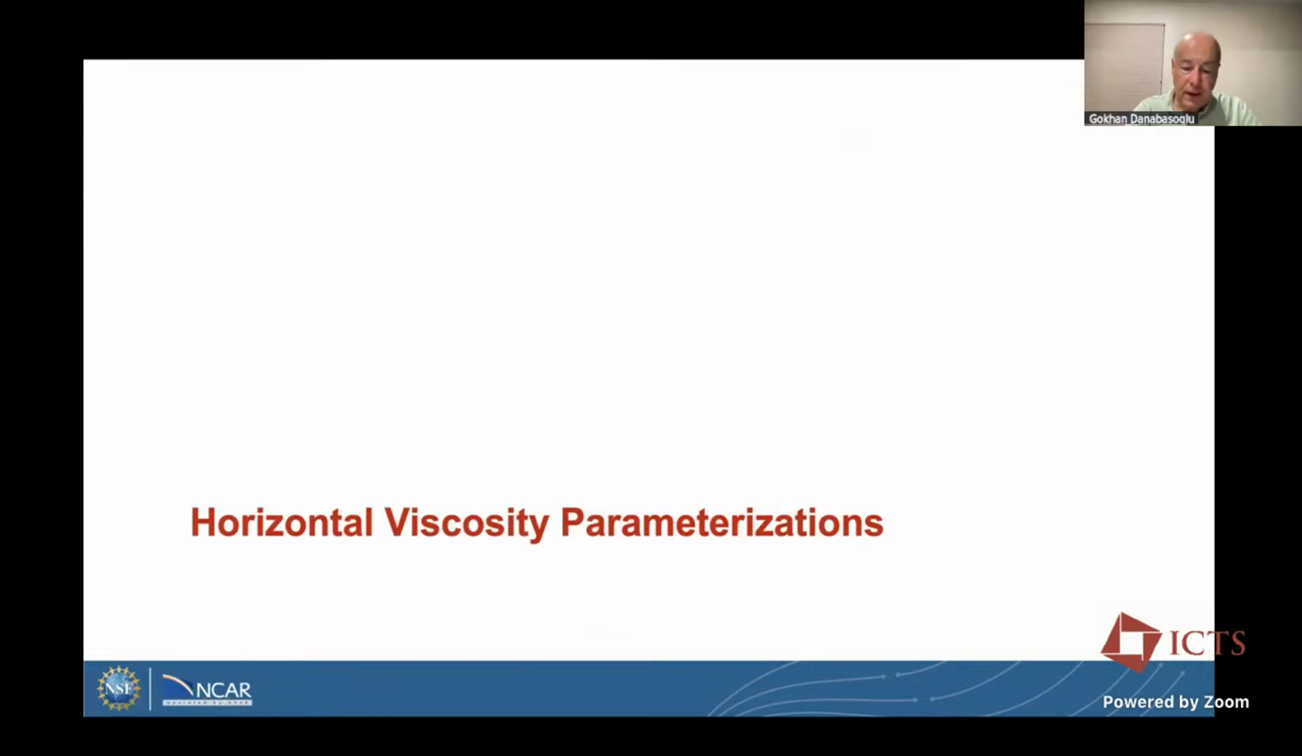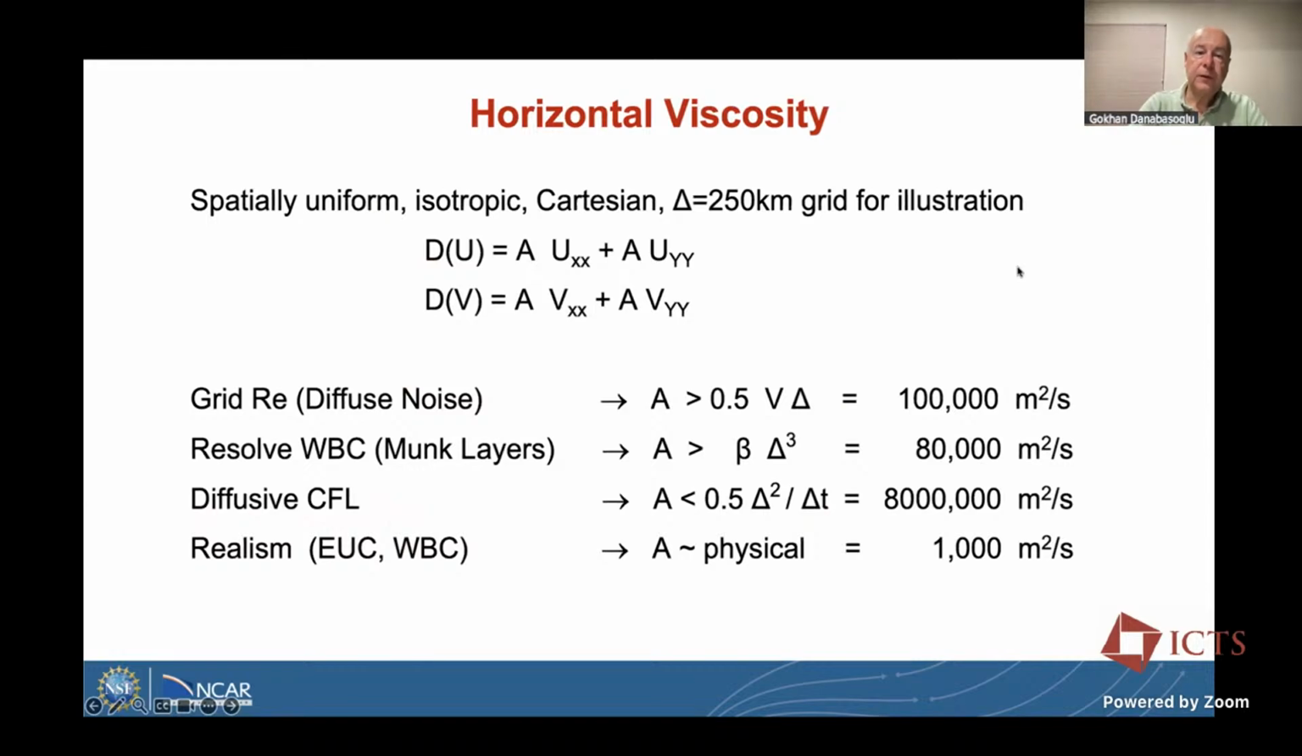So that is primarily used in tracer equations. So what do we do? What closure do we use for horizontal viscosity parameterizations? And again, there are various options, but I just wanted to show you using a simple example what we do.